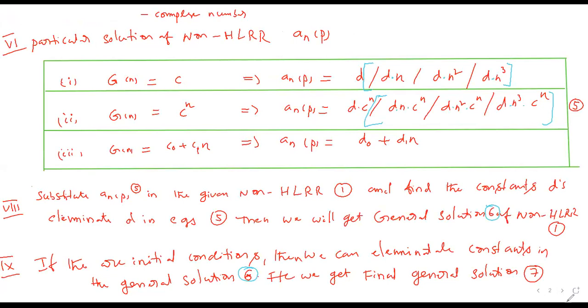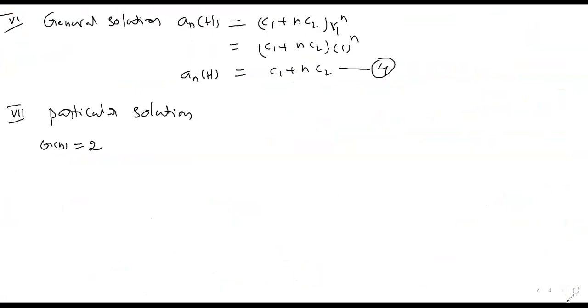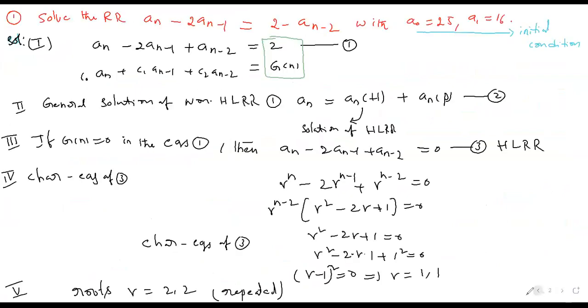First we can take D. Therefore, in step 7, the general particular solution for Gn equals 2. Here An of P is the particular solution. The particular solution is denoted by An of P. Here An of P equals some constant D. What I told you, this D we have to substitute in the given equation. Step by step I am explaining, my dear students.